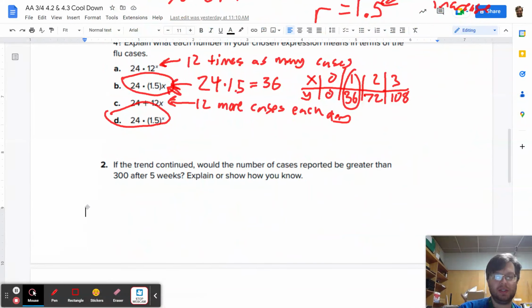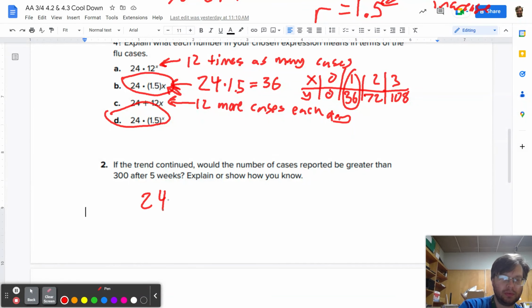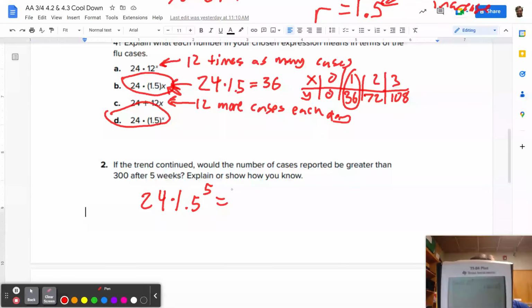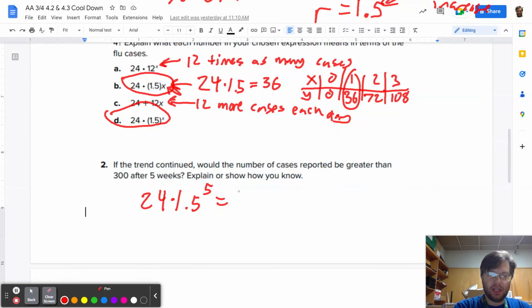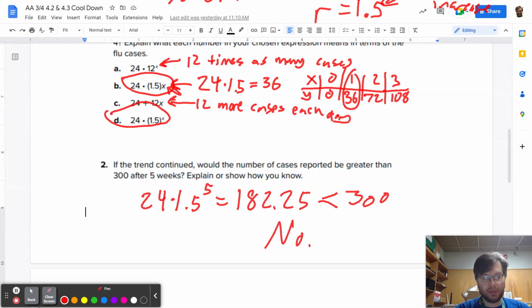Okay, if the trend continued, would the number of cases be greater than 300 after 5 weeks? So we can go 24 times 1.5 raised to the 5th power. This is probably going to be a real big number. Let's see what ends up happening. Okay, so I typed it in. Honestly, not quite as big as I thought it would be, but still pretty big. So we end up with 182.25. That's smaller than 300. So the answer is no. And that's it for that first one.